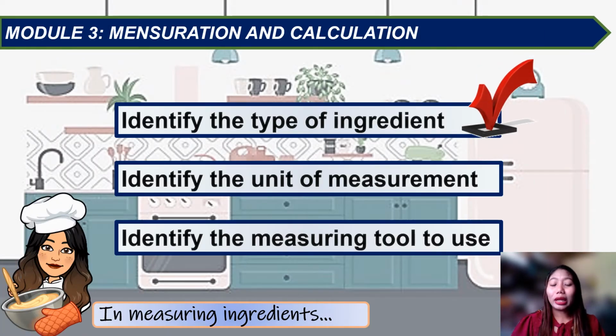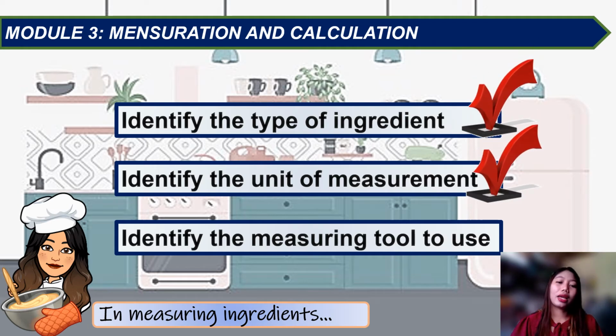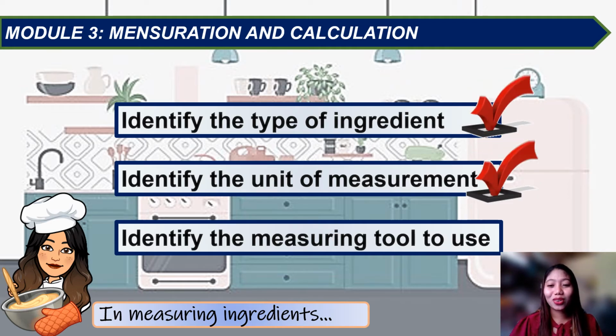Now, we're done identifying the type of ingredient and the unit of measurement. Ayan. So, the next thing is to identify the measuring tool. Of course, you cannot measure anything if you do not have the tool. Sabi ko nga sa inyo sa Module 1, there's a separate module on discussing the different measuring tools, and this is module number 3. So, let's talk about the different measuring tools.